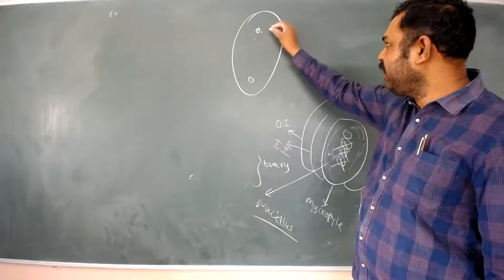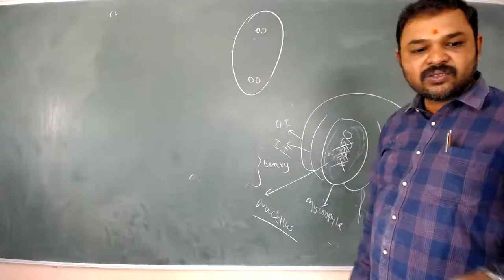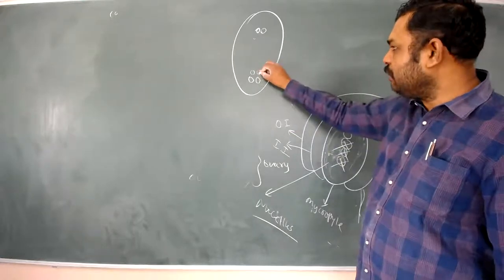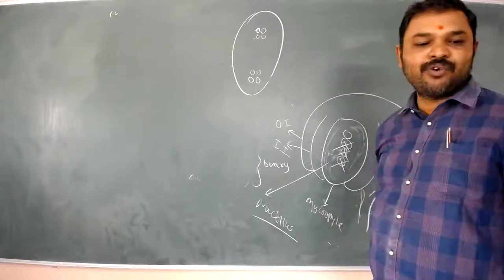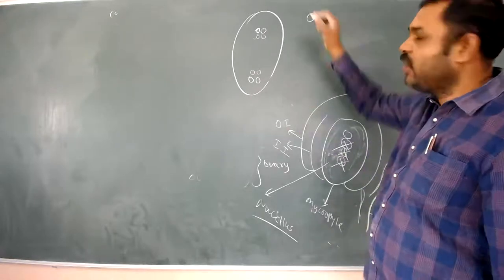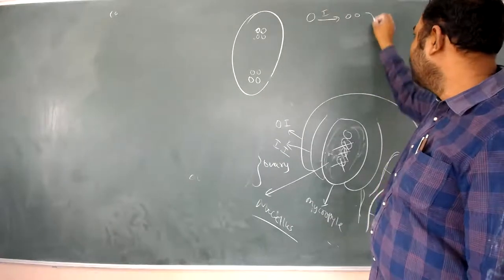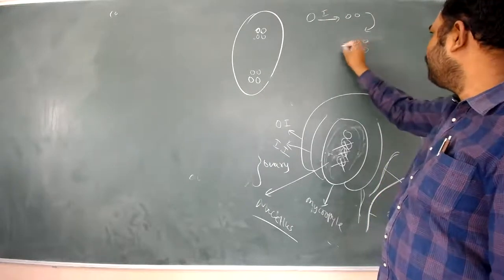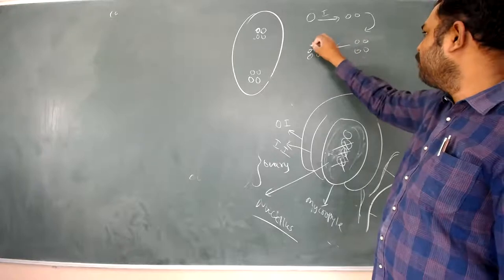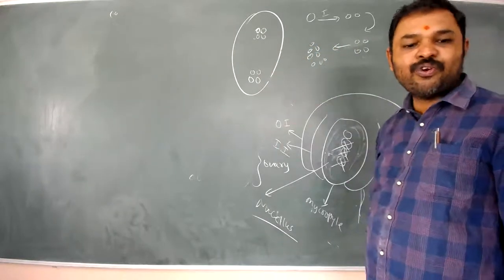Again, the next mitotic division, here it will become 2, here it will become 2. In the third mitotic division, these 2 will become 4 here, these 2 will become 4. So, how many mitotic divisions are over? First, only one macrospore is there. First mitotic division, 1 becomes 2. Second, 2 become 4. Third, 4 become 8. At one pole 4, at the other pole 4 will be there.